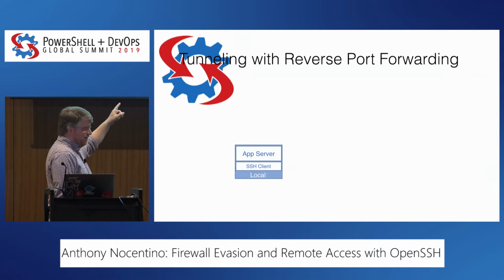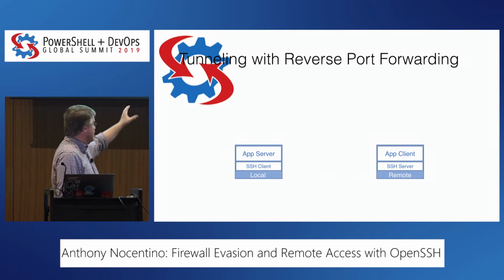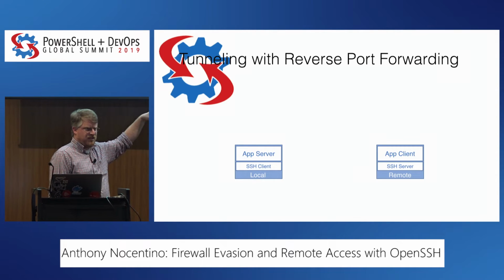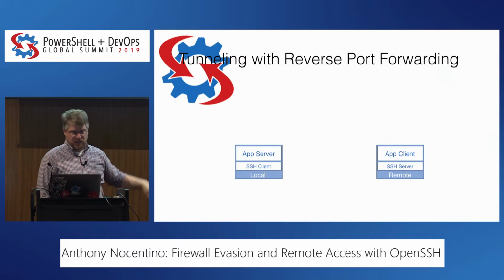In this scenario, I have an app server and an app client. Let's say this is something I'm working on, maybe I'm debugging an application. I just want to expose something on this to over there. And there's a network boundary between me and that thing, and I can't open ports or connections in any way.